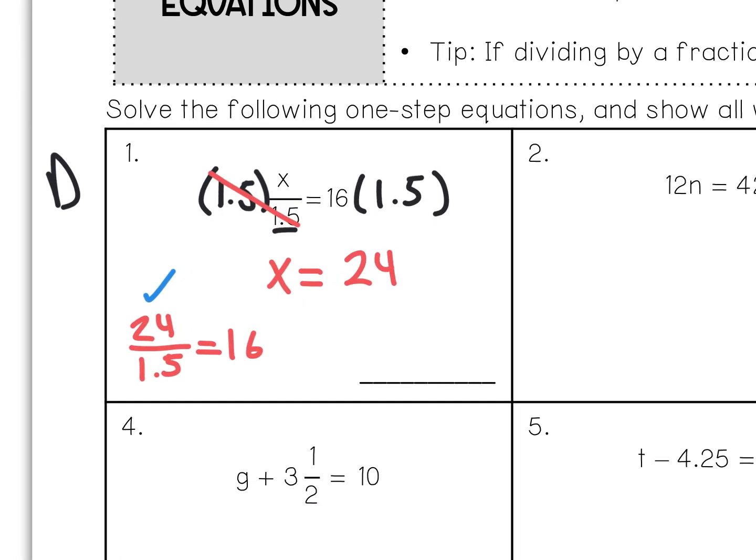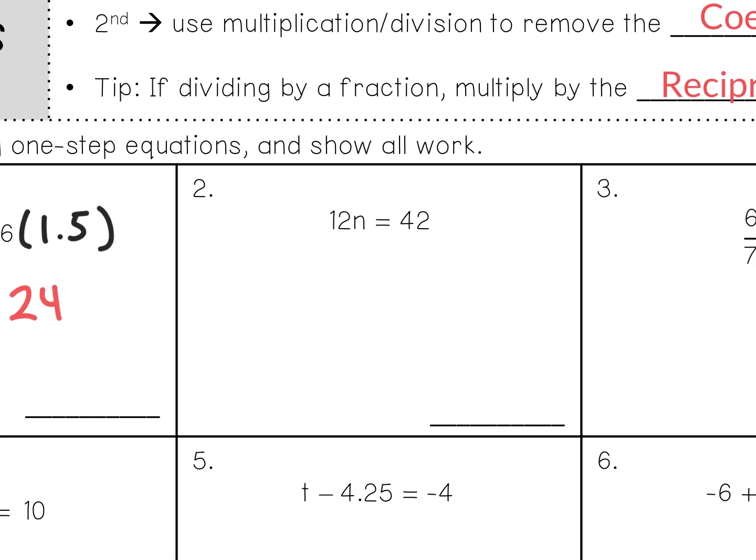So let's try this again with number 2. Okay, so first step: identify what you're already doing in the problem. So what is that? Addition, subtraction, multiplication, or division? Okay, so I'm going to write an M. How do I undo M? Undo multiplication. I divide, so I'm going to write step 2 is divide. Okay, so we just said any number divided by itself is 1. So those are going to reduce, and what's left?